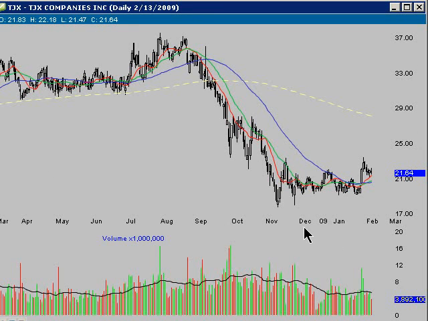The next one on my list is TJX. This is a long side candidate if the market does rally. We have a flattening 50-day moving average. It looks like it's starting to point up a little bit. 20-day above that, 10-day above that. We got a pretty strong rally back here, and a little bit of retracement.